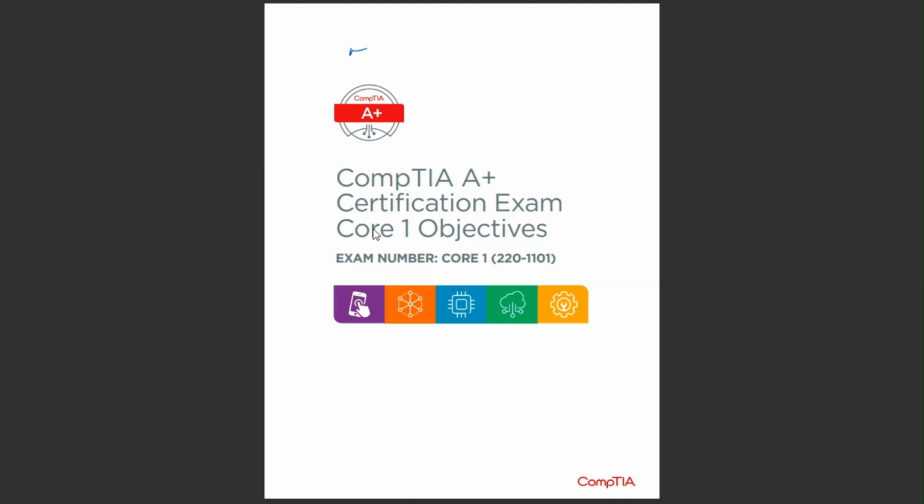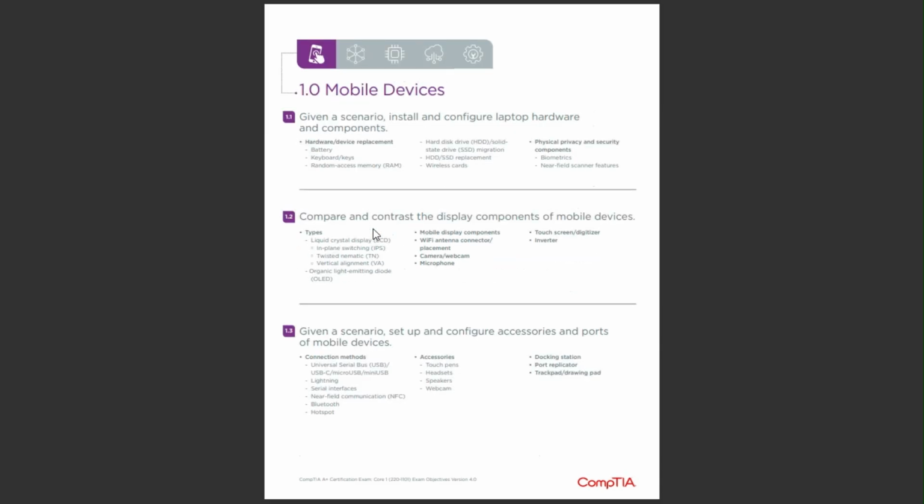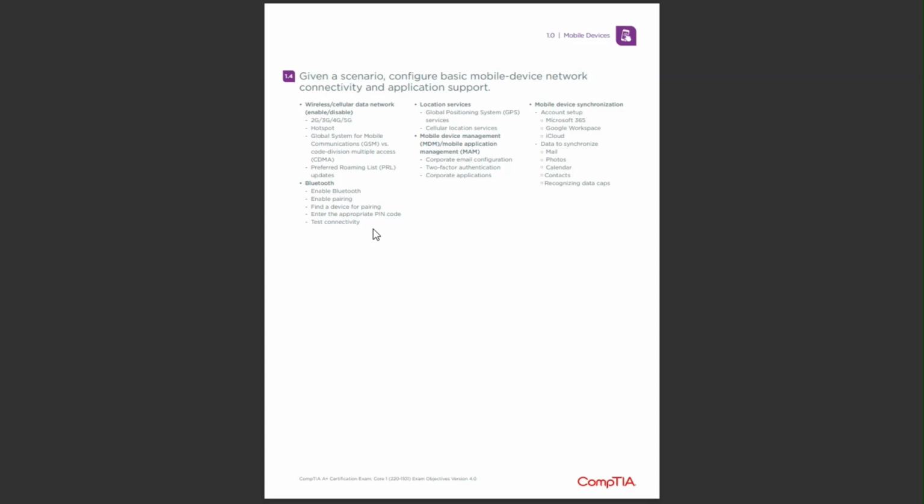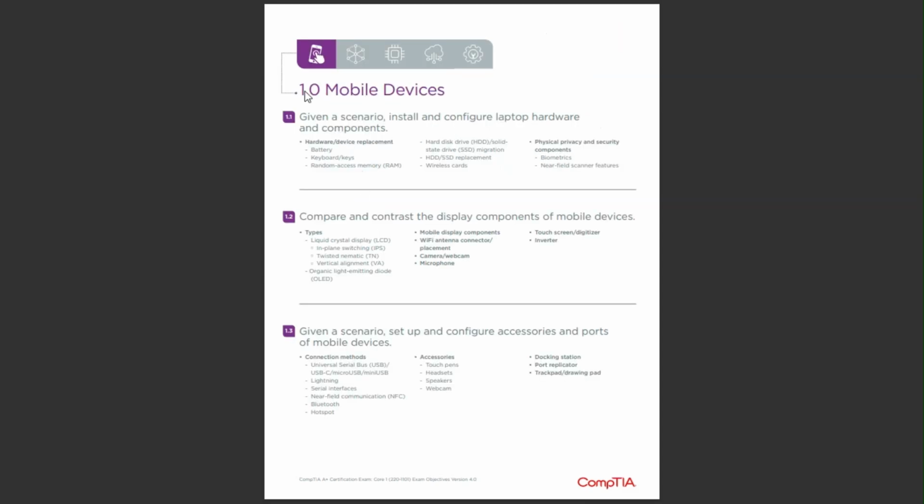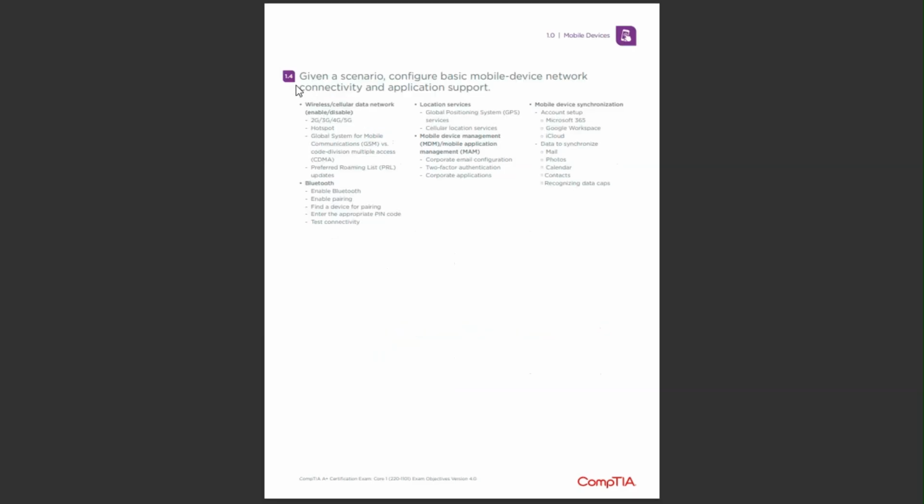We are going to focus on the 220-1101. Remember, in order for us to receive our CompTIA A+ certification, we have to pass two exams. This is one out of the two. And we are literally working our way down towards all the objectives. Actually, believe it or not, this video is 1.4, which is the last section for 1.0 Mobile Devices. So today we're going to talk about 1.4.